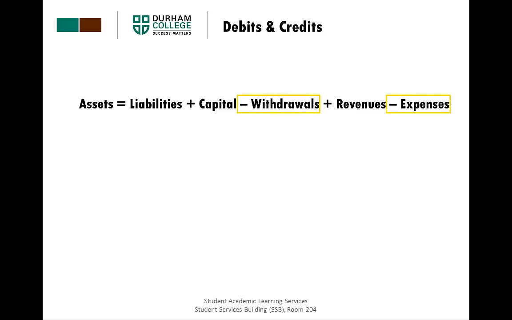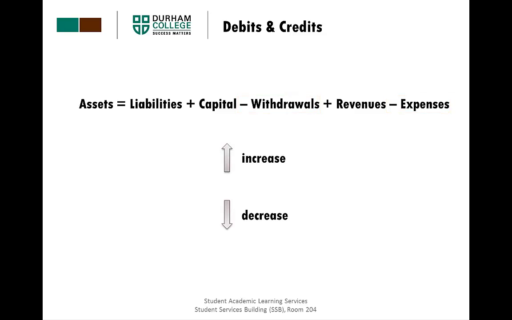Notice that withdrawals and expenses have negative signs in front of them. That means that whatever the balances in those accounts are, those balances are subtracted from the equation. When those accounts increase in value, they actually cause the right side of the equation to decrease. Again, an increase in the account causes a decrease in the equation.